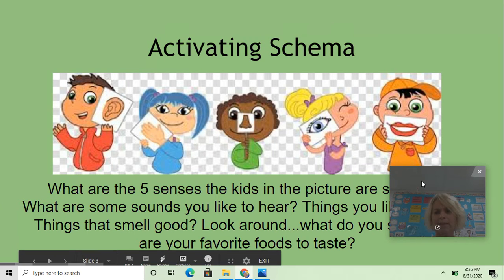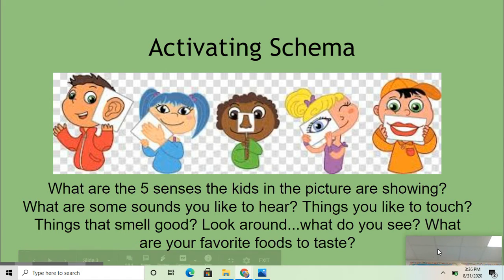So I want you to take a look at this picture. And I'm going to move myself for just a few minutes so you can see all of it. If you look at all the pictures of the boys and girls in the picture, think about what are the 5 senses the kids in the picture are showing.